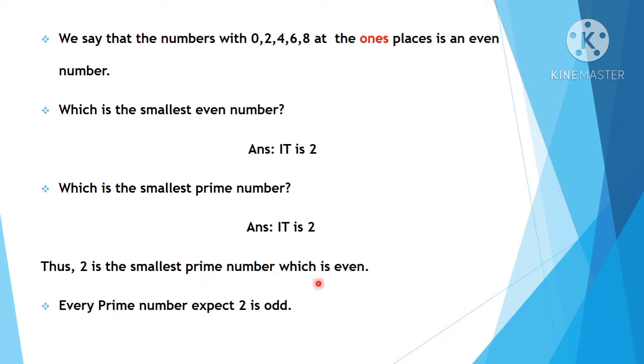All other prime numbers are odd. This is your activity part. Children, after the session, take a piece of paper and write it down and check it. I am saying 2 is the only even prime number, all other prime numbers are odd. You want to check whether it is correct or not. Now let's see the next problem.